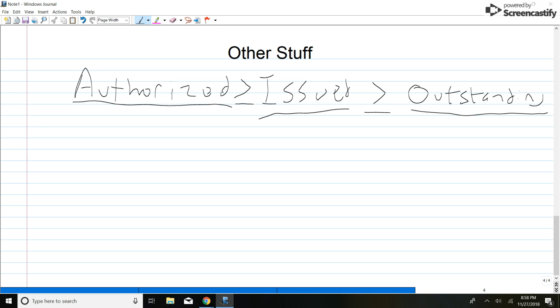And another relationship that I would maybe note is that issued equals treasury plus outstanding. So just keep that relationship in mind. That's all I can really think of for that kind of stuff.